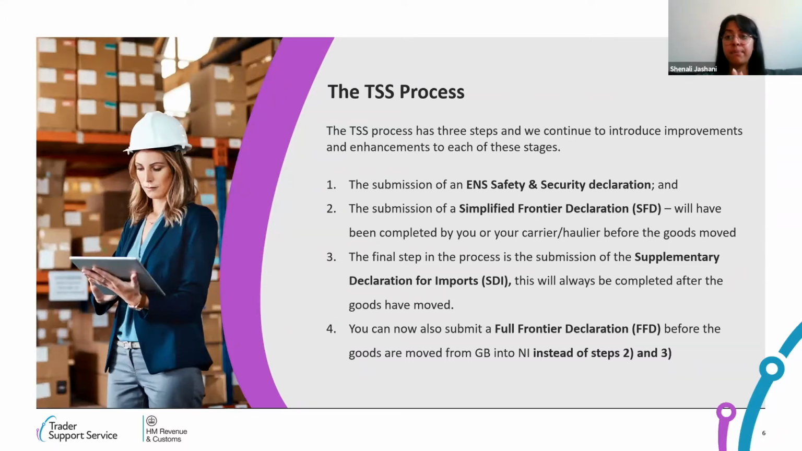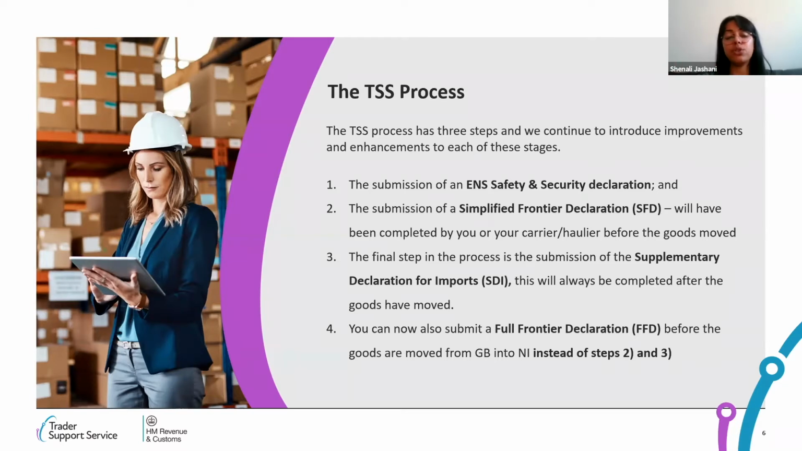You then have your import declaration. In the early days, TSS chose to prioritise the flow of goods into Northern Ireland on day 1, so we use our simplified journey. We split the import declaration into 2 halves: the simplified frontier declaration and the supplementary declaration. The simplified frontier, or the SFD, also does kind of what it says. It's a simplified data set, which we submit into the government system for you before the journey begins. And then you have the supplementary declaration, which is done once the goods move.